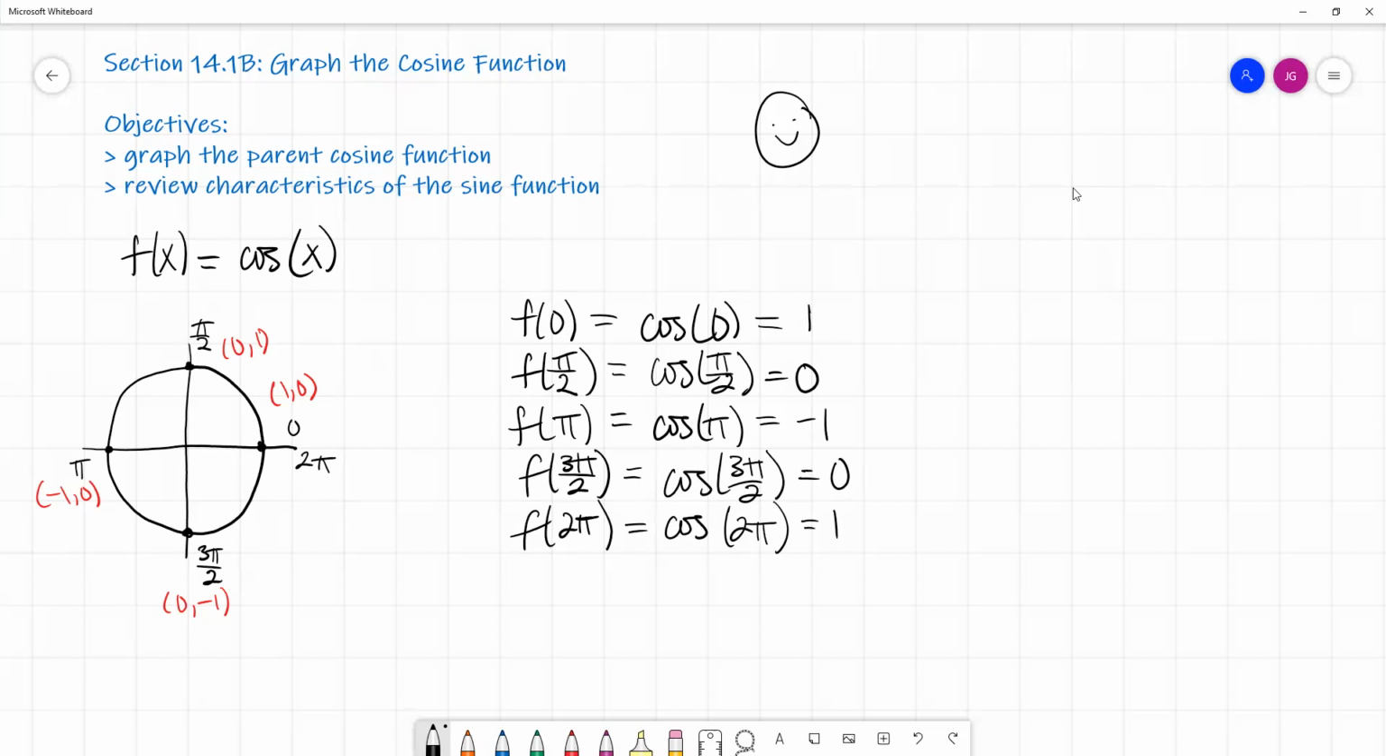Okay, looking nice. We can convert these into ordered pairs, right? Because this is my x value, this is my y value. So I have 0, 1, pi over 2, 0, pi, negative 1, 3 pi over 2, 0, and then 2 pi, 1.